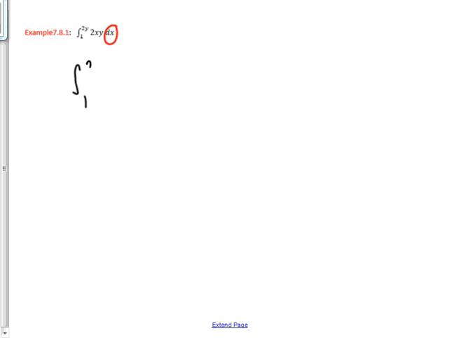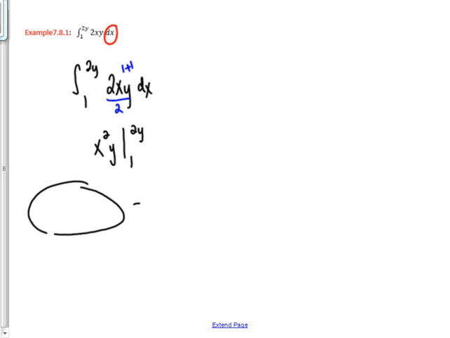So, integral from 1 to 2y of 2xy dx. The dx tells me I'm just integrating x. So on the x, I'm going to add 1 to it and divide by the new power. You're ignoring the y. And so the 2's would cancel out, and you just get x squared y, and you want to go from 1 to 2y.